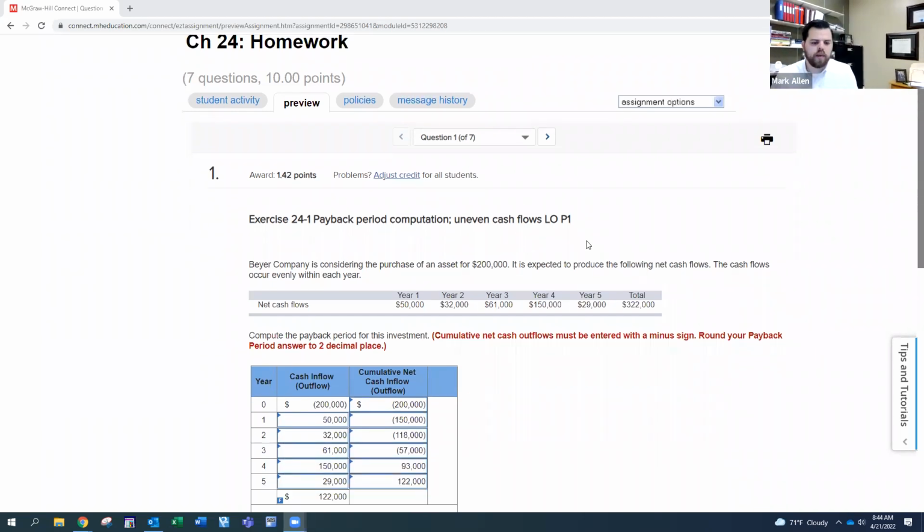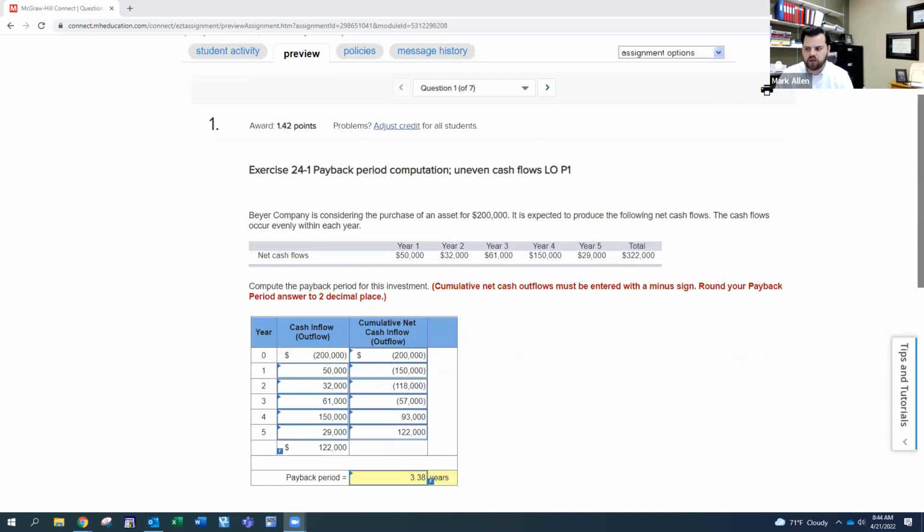Number 1, we're looking at payback period when we have uneven cash flows. So the key here is this word uneven. If we had even cash flows, then this is quite a bit easier, because then I can just take the actual cost of the investment, or the amount of the investment, divide that by the annual cash flow, and that would give me the number of years of the payback period that we actually need. But in this case, that annual cash flow is not the same each year, so we can't quite do that. So we have to try to figure out what the actual changes are going to be because of that.